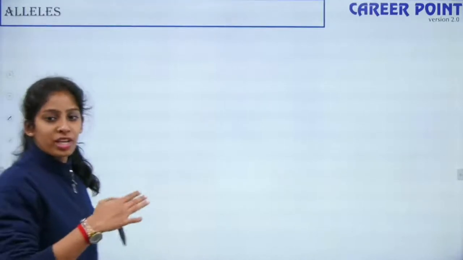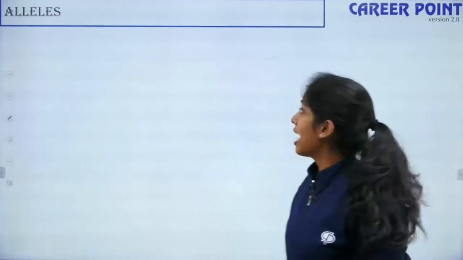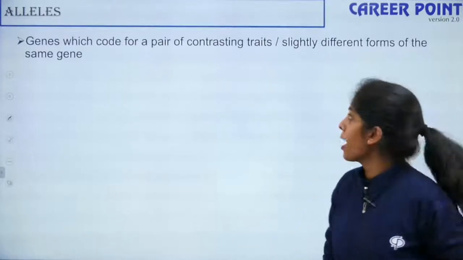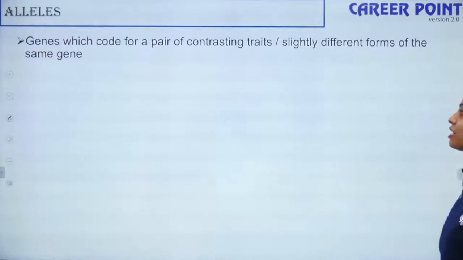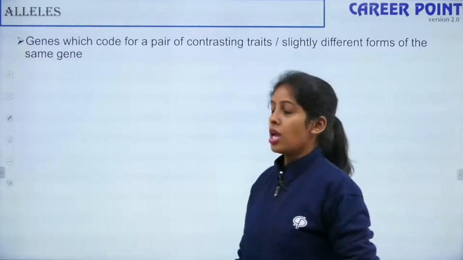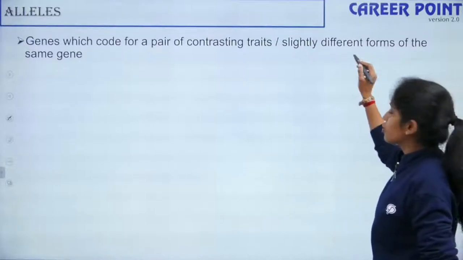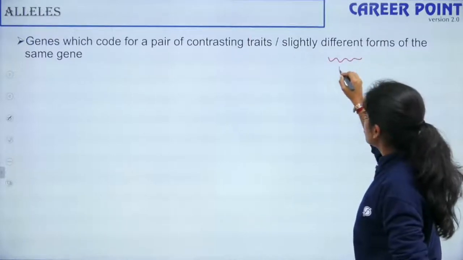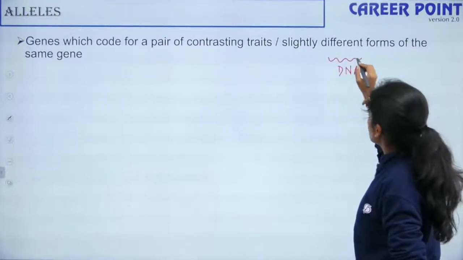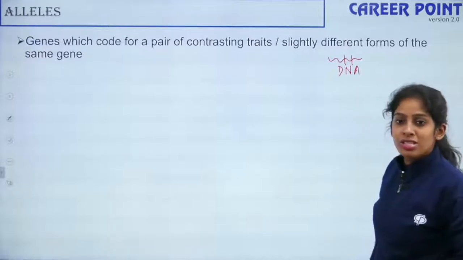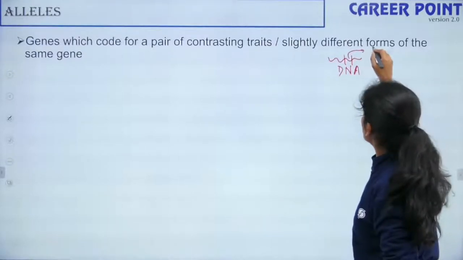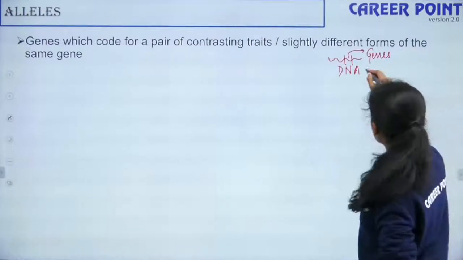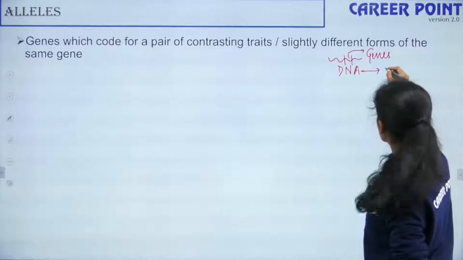Fine. So now moving to the next concept. That is your alleles. So what are alleles? The genes which code for a pair of contrasting traits, or slightly different forms of the same gene. So when I say I have a gene, what is a gene? First we'll go from the basics. We have your DNA, which is your genetic material. A portion on the DNA that codes for a sensible product is known as your gene. So genes are present on your DNA. Your DNA is packed as chromosomes.